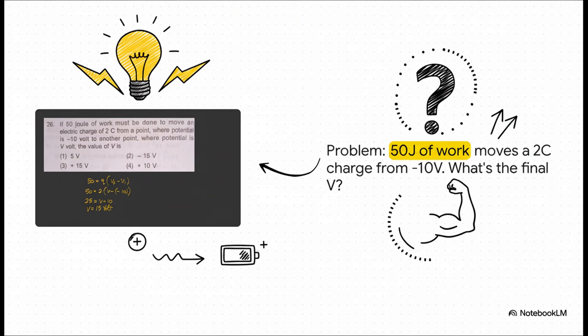Let's try another one, this time using our master shortcut. Okay, so we know how much work we did, 50 joules, we know the charge we moved, 2 coulombs, and we know the potential where we started, minus 10 volts. The question is, what's the potential at our final destination?